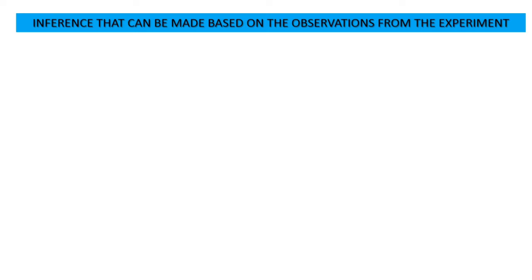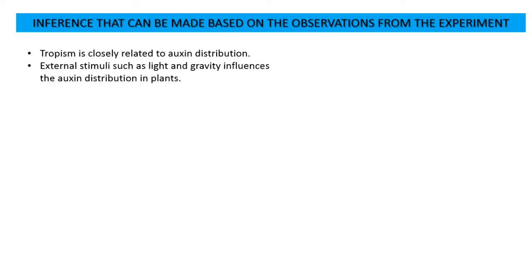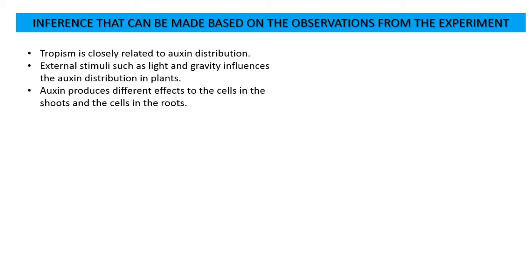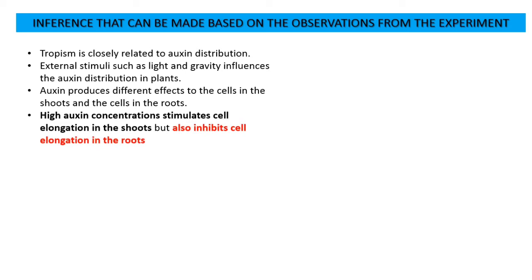Okay, the inference that can be made based on the observation from the experiment is that tropism is closely related to auxin distribution. External stimuli such as light and gravity influence the auxin distribution in the plant. Auxin produces different effects on the cells in the shoot and the cells in the root. High auxin concentration stimulates cell elongation in the shoot, but inhibits cell elongation in the root.